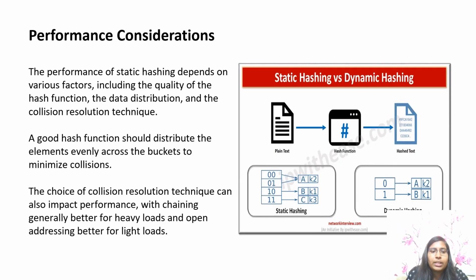Performance considerations. The performance of static hashing depends on various factors, including the quality of the hash function, the data distribution, and the collision resolution technique. A good hash function should distribute the elements evenly across the buckets to minimize collisions. The choice of collision resolution technique can also impact performance, with chaining generally better for heavy loads and open addressing better for light loads.